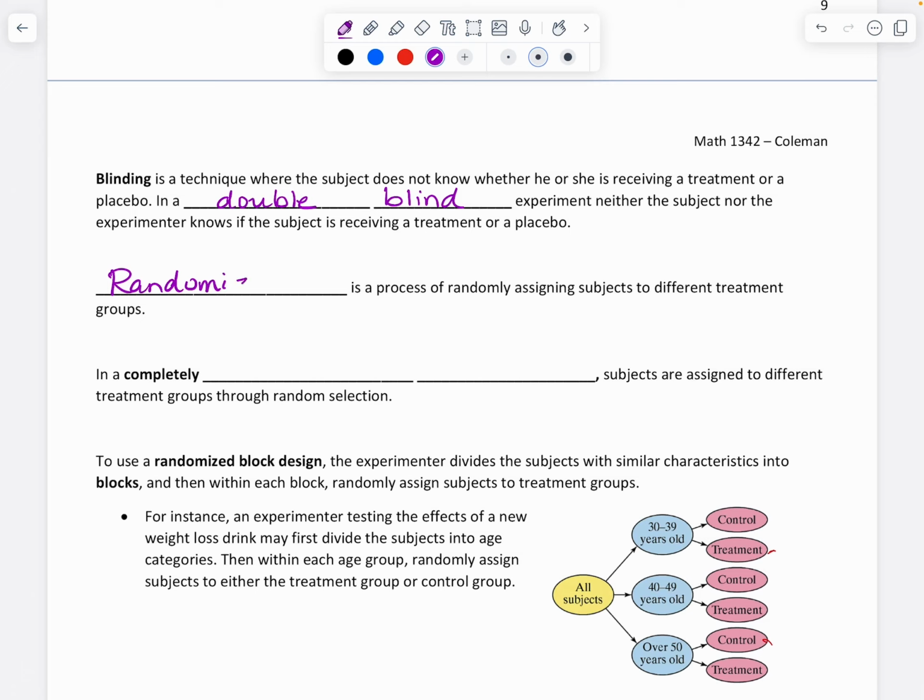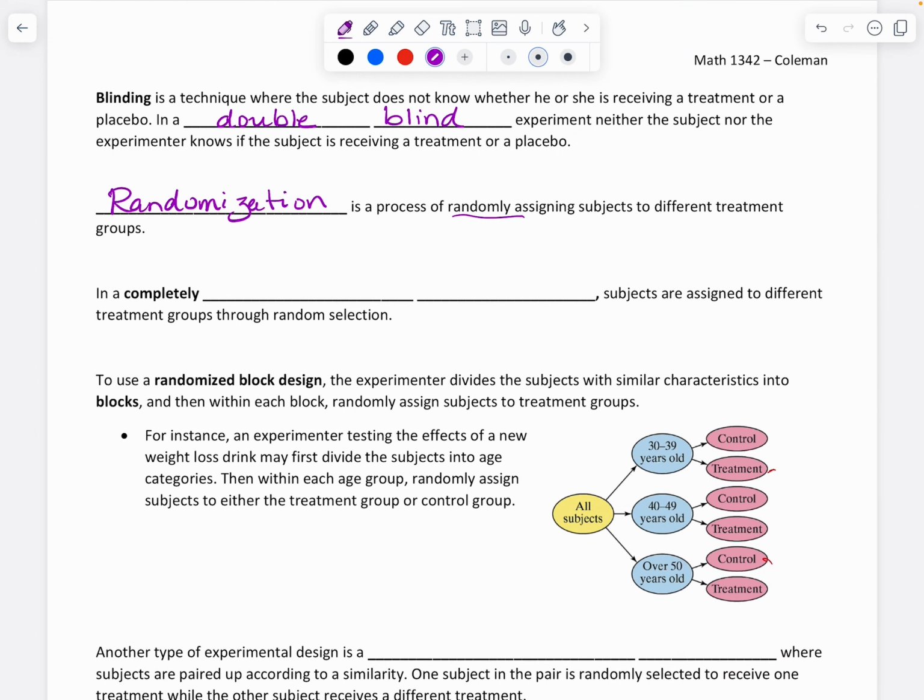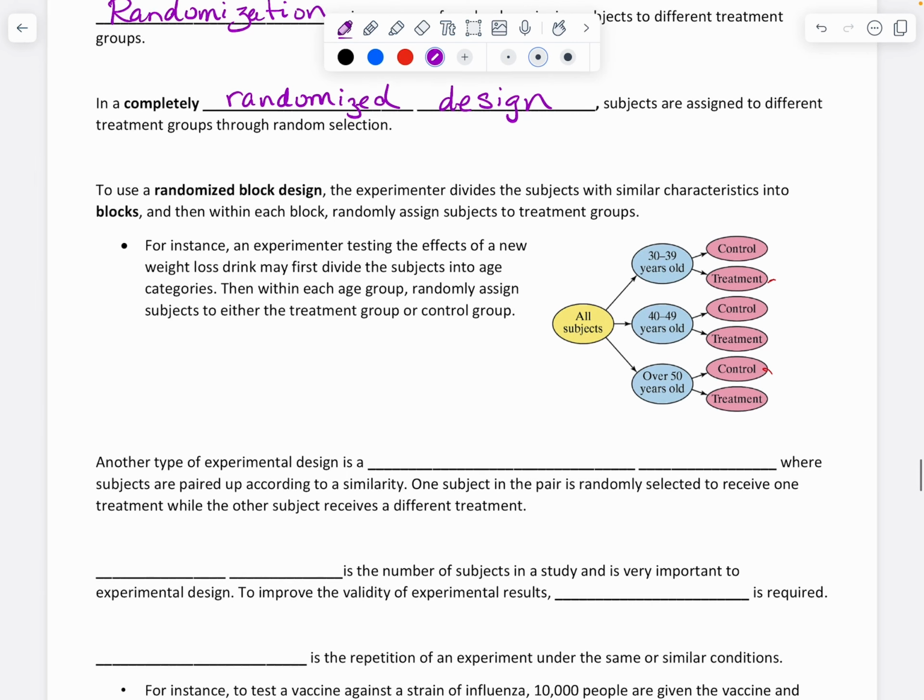Randomization. That's a process of randomly assigning subjects to different treatment groups. So you randomly just put them in a group. There's no rhyme or reason oftentimes for the randomization, but this way it helps keep things less biased as well. In a completely randomized design, the subjects are assigned to different treatment groups through a random selection.